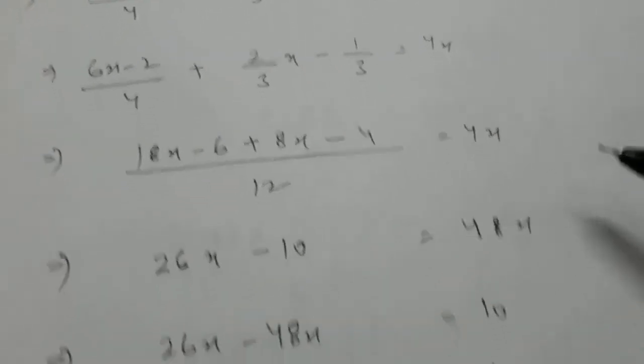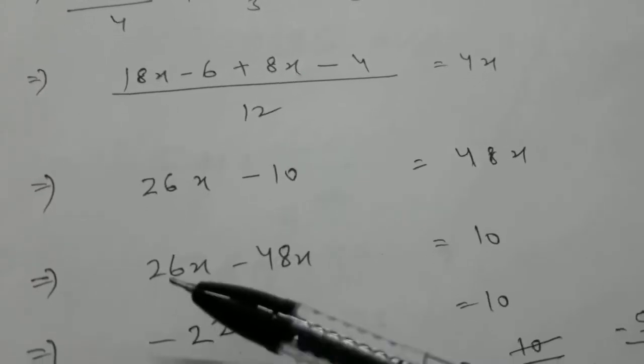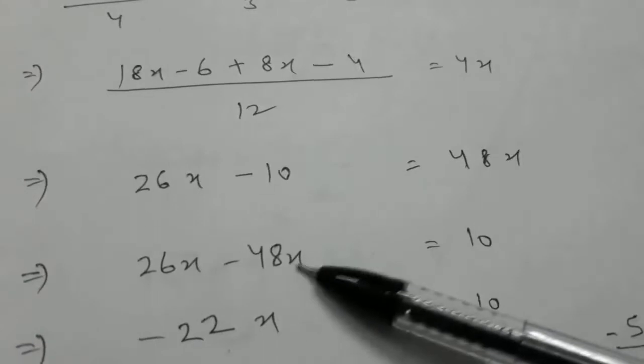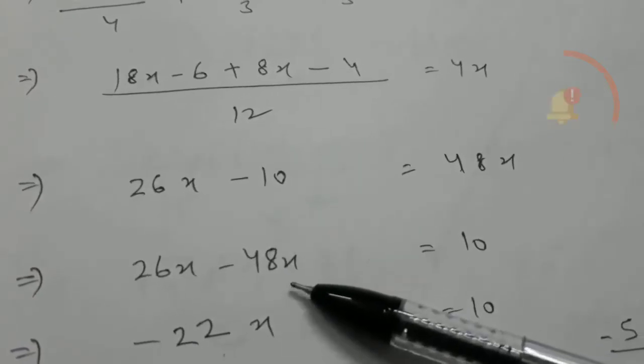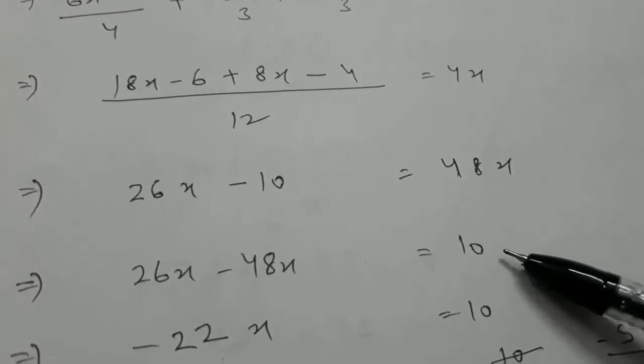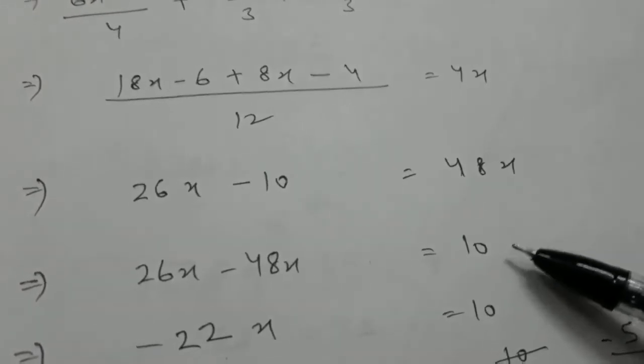Now in our next step, we will transpose the same terms. So 26x will be coming out on the left hand side as minus 48x, and this minus 10, once transposed to the right hand side, will be coming out as positive 10.